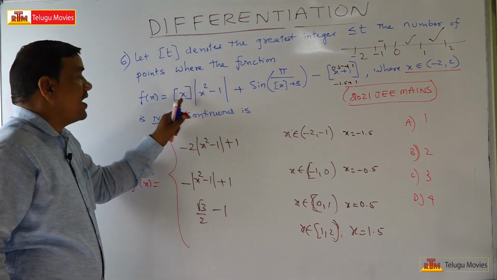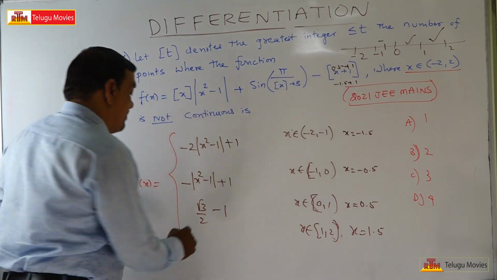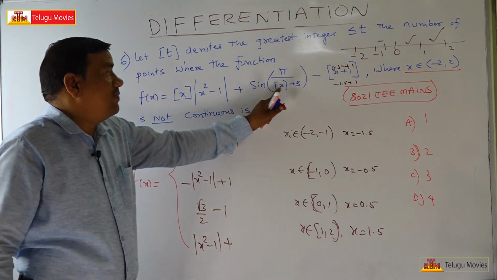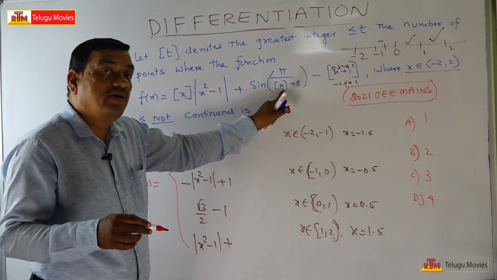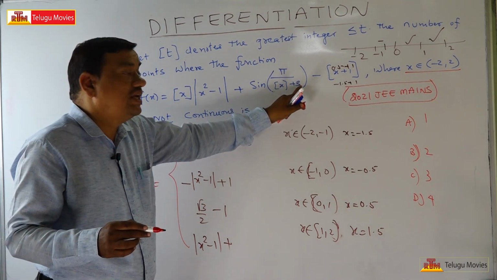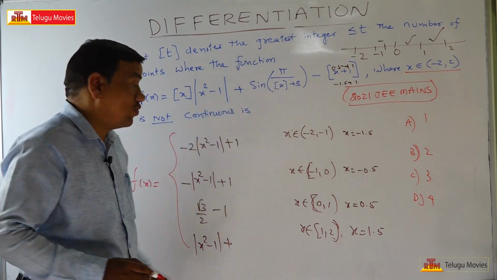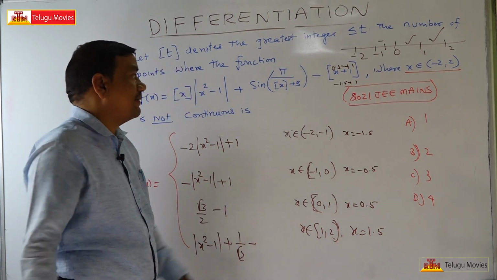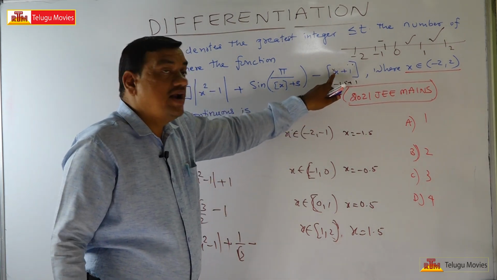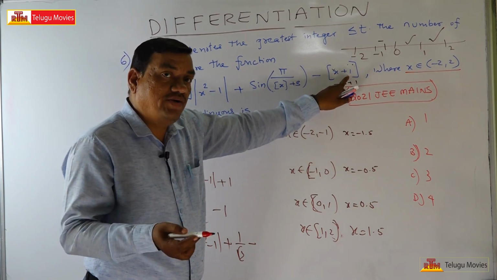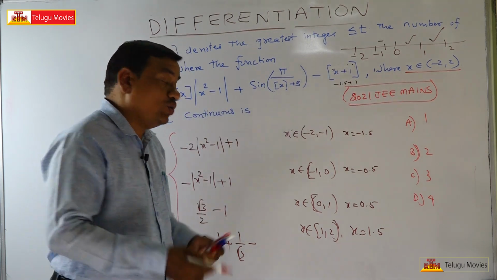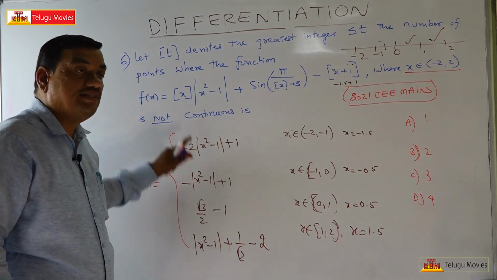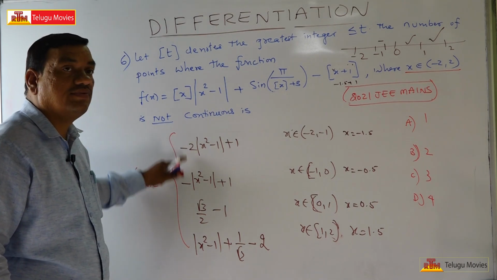Now step of 1.5 is equal to how much? 1. Therefore it remains x square minus 1 plus step of 1.5. Step of 1.5 means what? 1. 1 plus 3, 4. Sin pi by 4. Sin pi by 4 value 1 by root 2 minus. What happens this? So here 1.5 plus 1, 2.5. Step of 2.5, 2 minus 2. So this is your piecewise function.